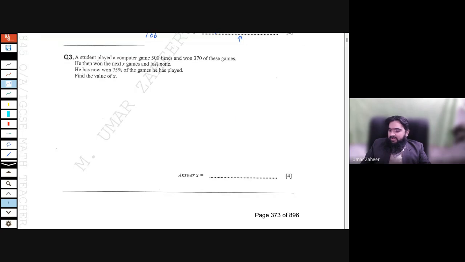A student played a computer game 500 times and won 370 games. He then won x games and lost none. This means he played x more games and won all of them. He has now won 75% of the games he has played. First of all, we need to find the total number of games that he has played. That is 500 plus x. Is it clear?